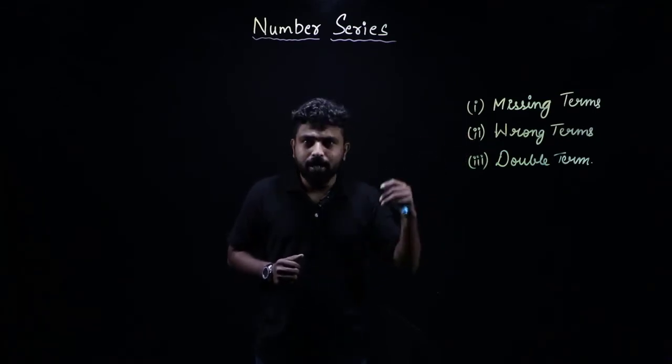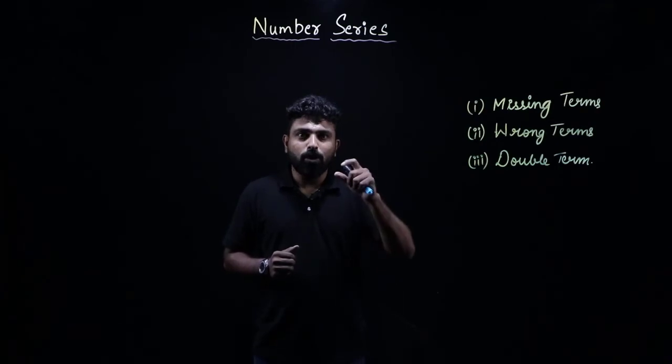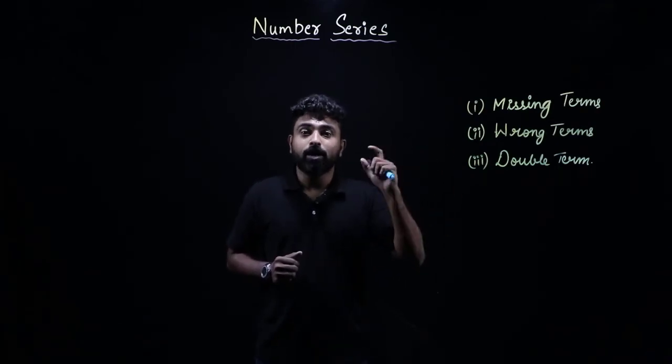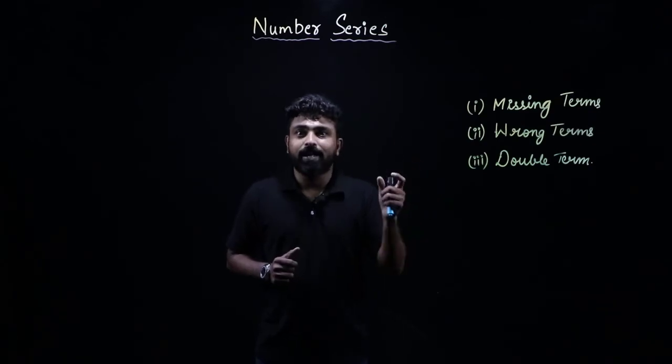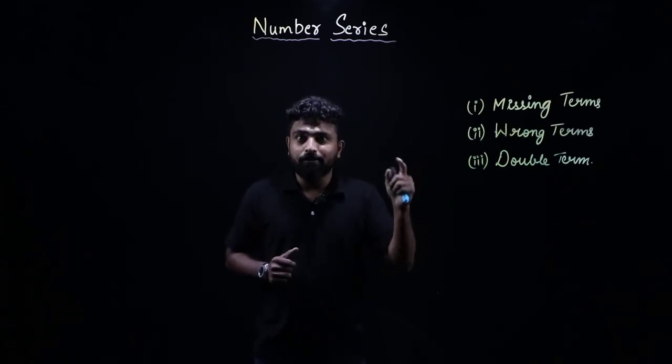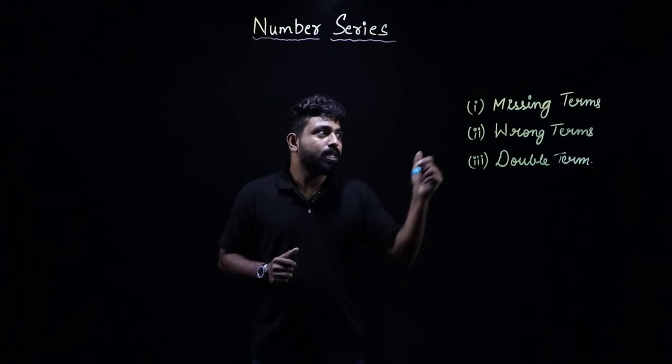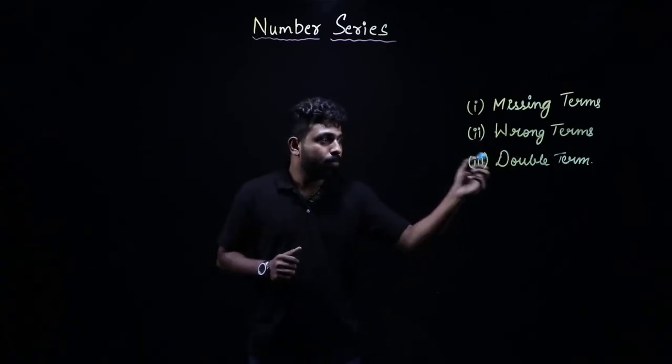And the second one being wrong terms. One of the terms in the series will be wrong. We'll have to find that term by finding the logic, and that term would not be following that logic, and hence the name wrong term. What about the last type?